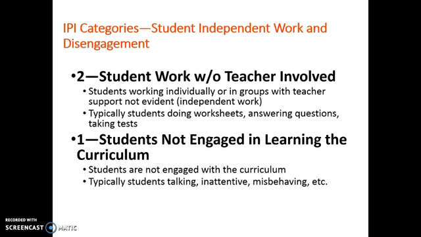In Category 2, students are working, but the teacher is uninvolved. So it's very similar to Category 3, except now the teacher is not engaged. The teacher may be out of the room, working at their computer, grading papers, or in some form engaged in work that is not directly associated with student learning. Student higher order and deeper learning is definitely not evident. And in Category 1 is student disengagement, where students are not engaged in any learning directly related to the curriculum.